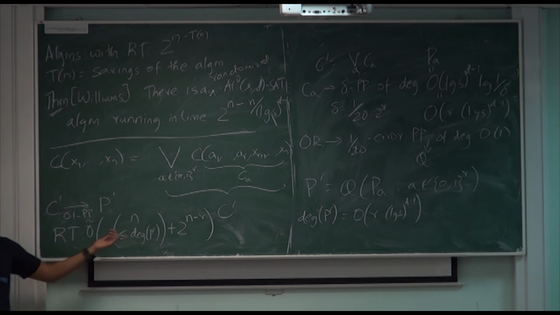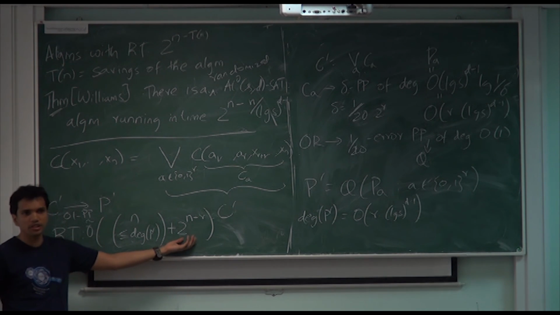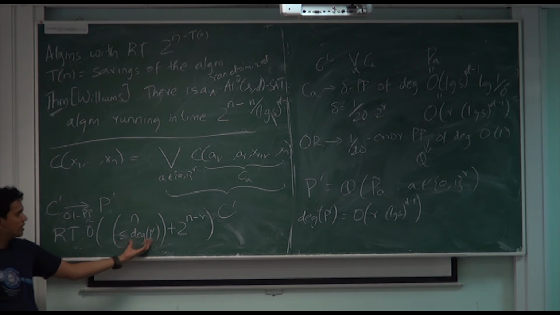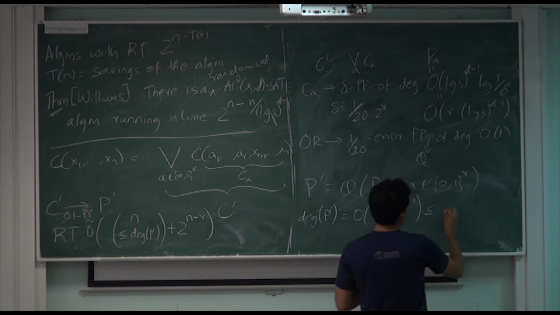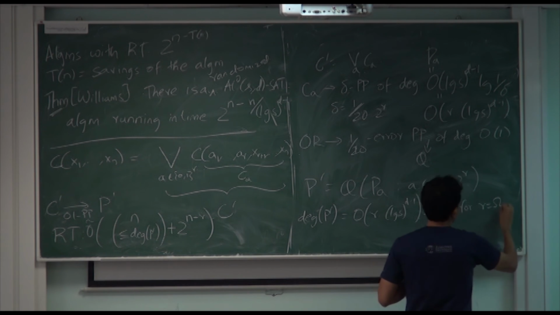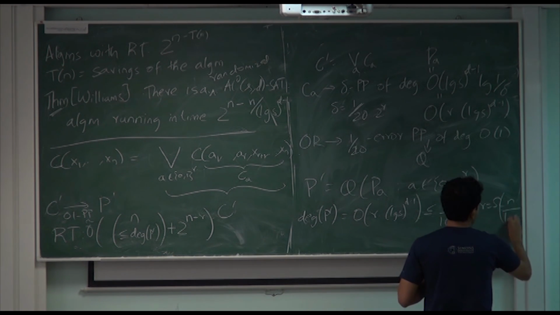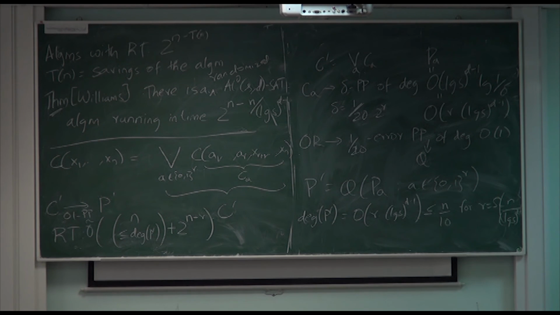Yeah. And what I would like is that this degree is small enough so that this does not overwhelm this, right? So suppose I set it so that this entire thing, this degree is like n by 10 or something. If I set things up so that this degree is n by 10, this is going to be much smaller than this. So I just set things up correctly. This is going to be n by 10 for r equals something. Okay, that's just a choice of parameters, not very important.